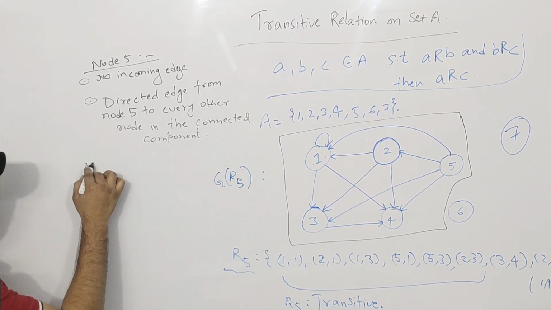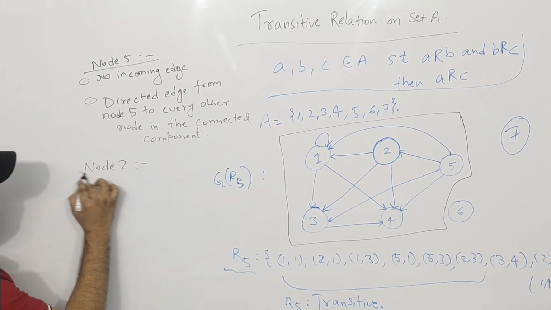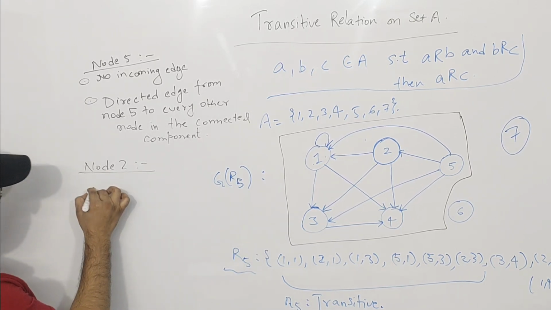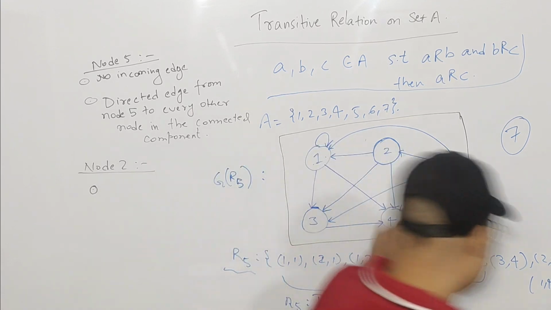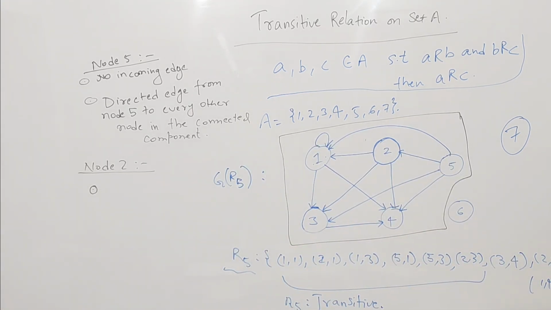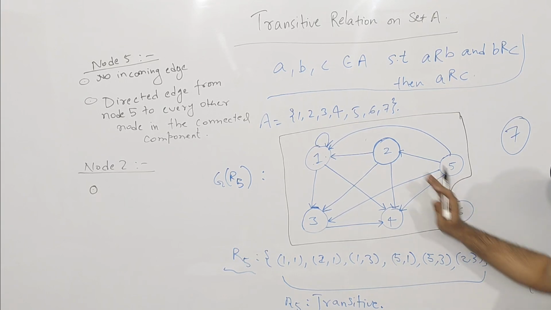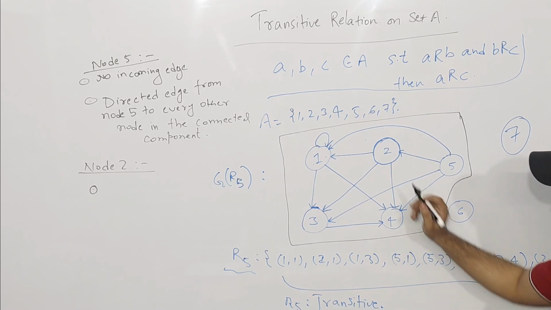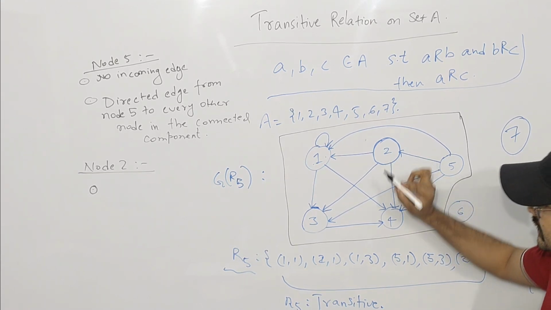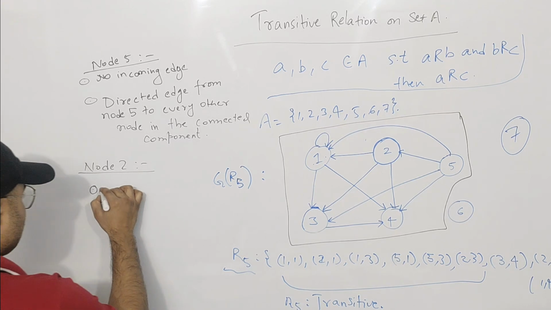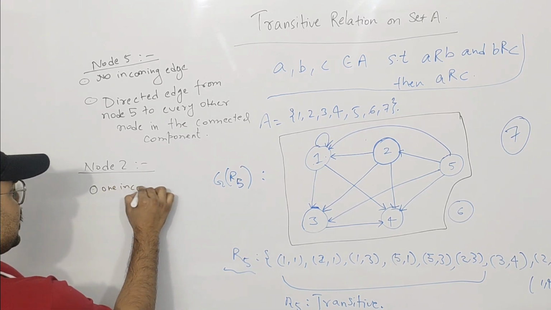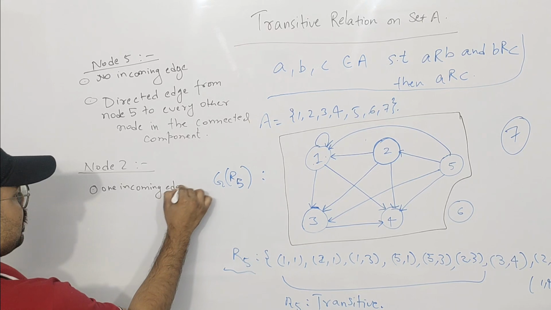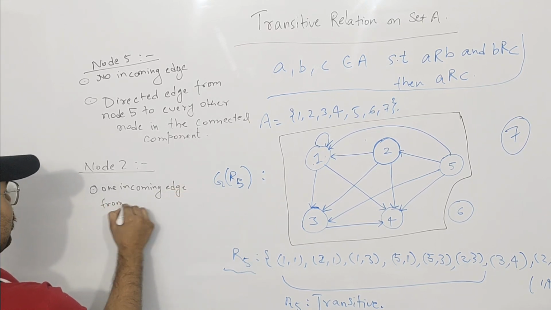If you look at node 2, just look at this node 2. For node 2, there is an incoming edge from 5. There is no other incoming edge. Only one incoming edge to 2, from node 5.